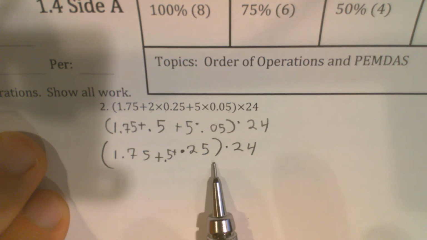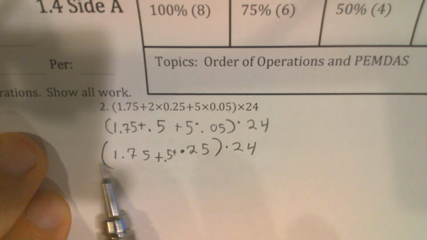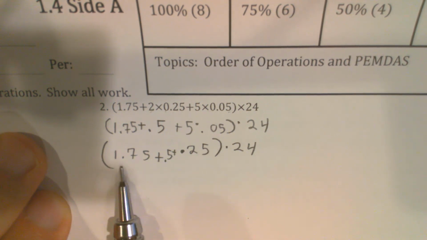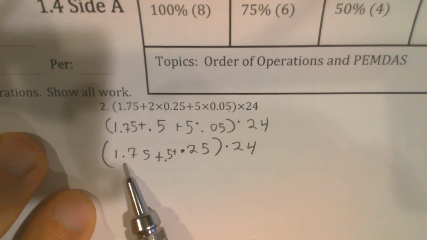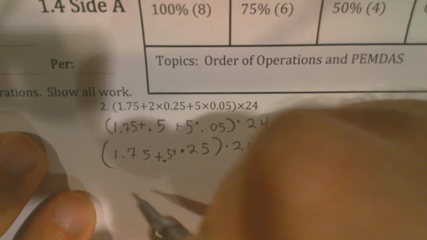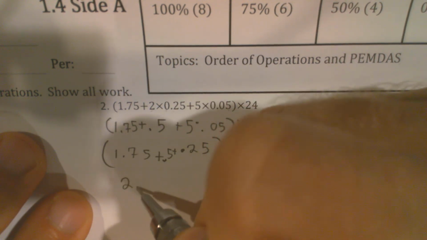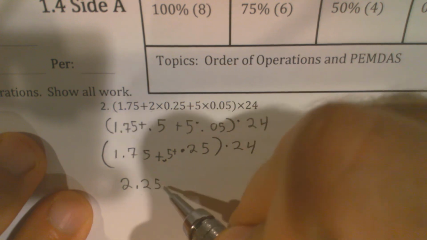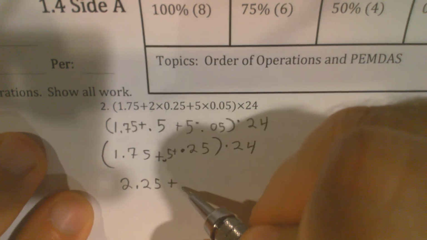No more multiplication. So now we are going to add and subtract. We go from left to right. So we have 1.75 plus 0.5. That's going to give us 2.25. And then this plus 0.25 carries down.